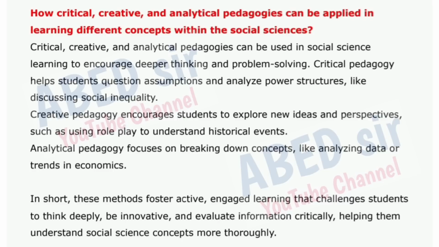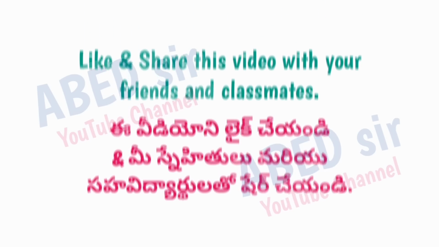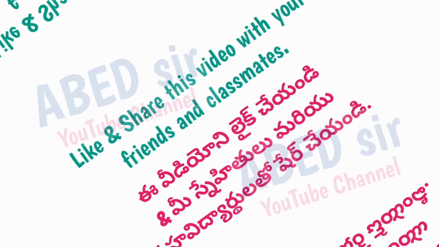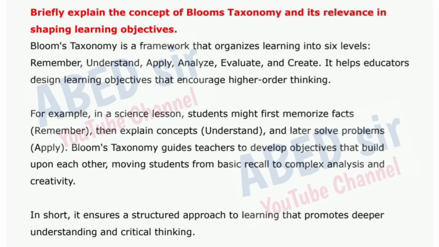In short, these methods foster active, engaged learning that challenges students to think deeply, be innovative, and evaluate information critically, helping them understand social science concepts more thoroughly. Next important short question is: briefly explain the concept of Bloom's taxonomy and its relevance in shaping learning objectives.